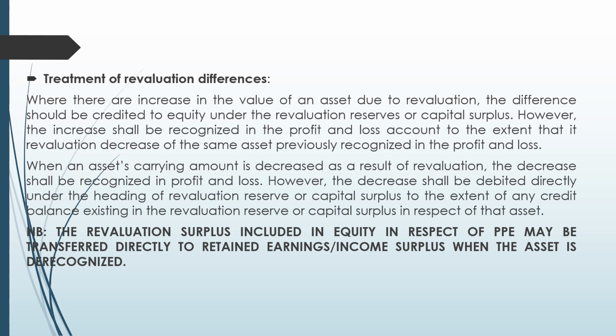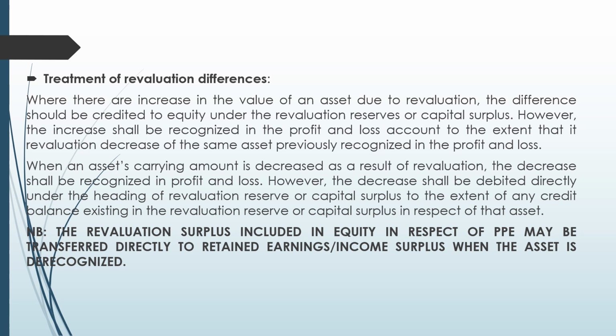And then when an asset's carrying amount is decreased as a result of revaluation, the decrease shall be recognized in profit and loss, which we've already said. However, the decrease shall be debited directly under the heading of the revaluation reserve or capital surplus to the extent of any credit balance existing in the revaluation reserve or capital surplus in respect of that asset.